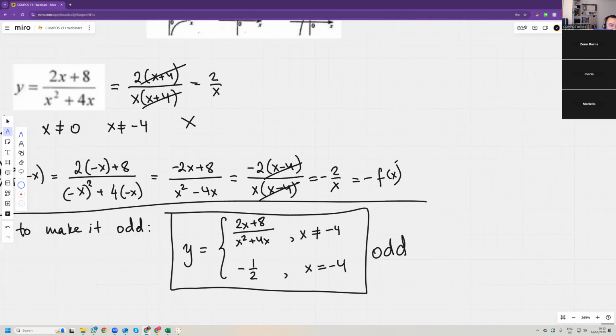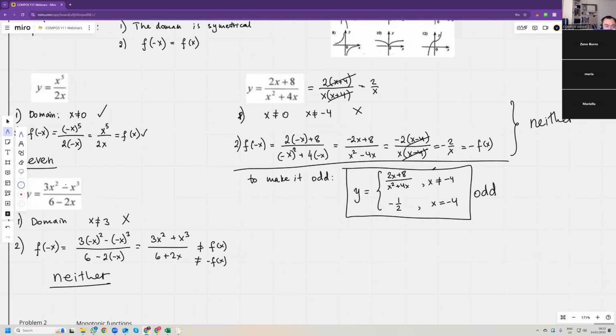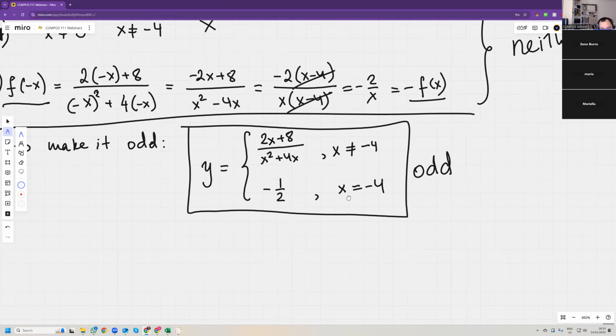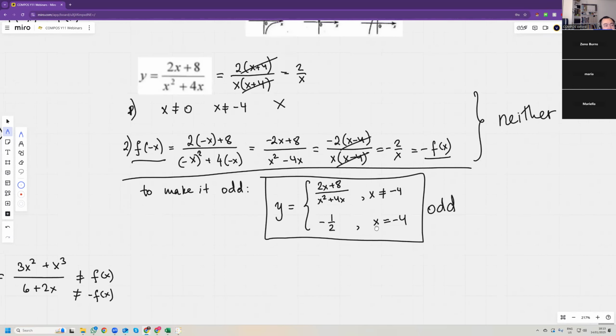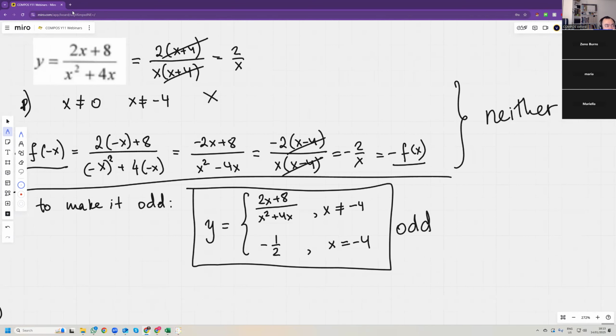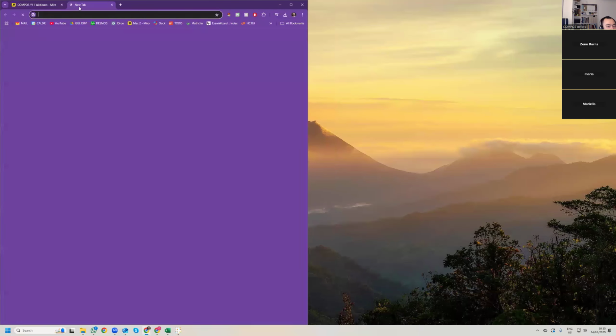So this function is neither, because its domain is not symmetrical. But because f of minus x is equal to minus f of x, by doing this, we make the domain symmetrical. And therefore, it becomes odd. Let's see if we can sketch that using Desmos.